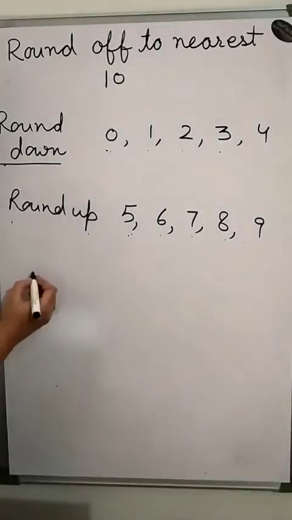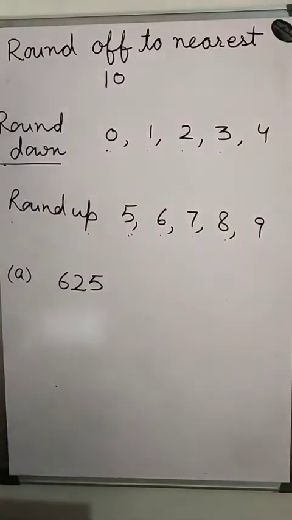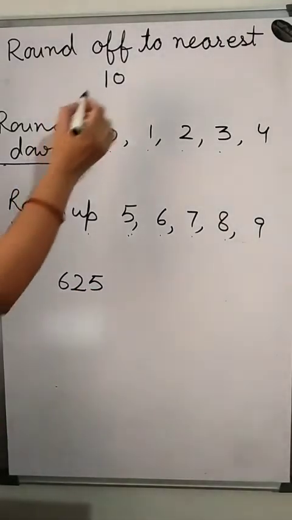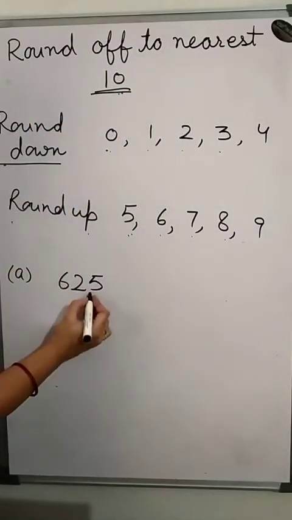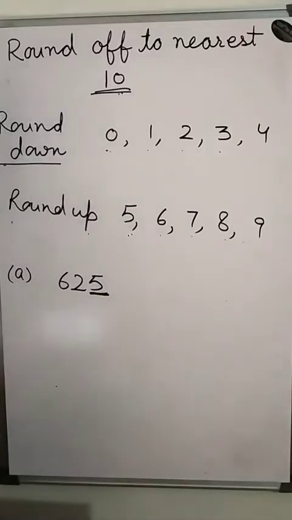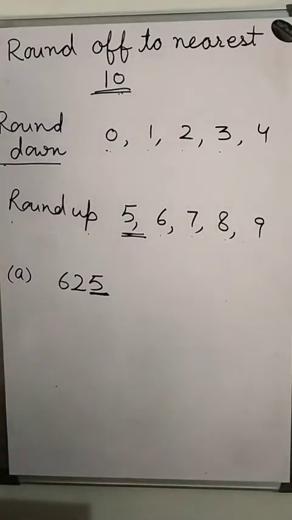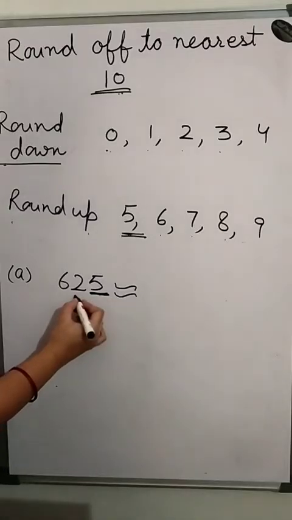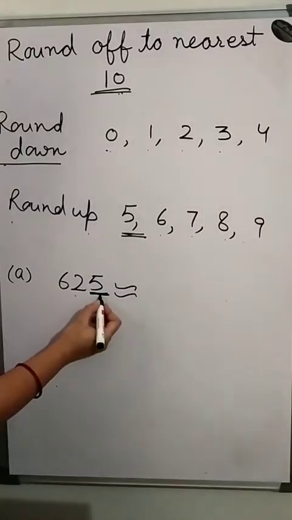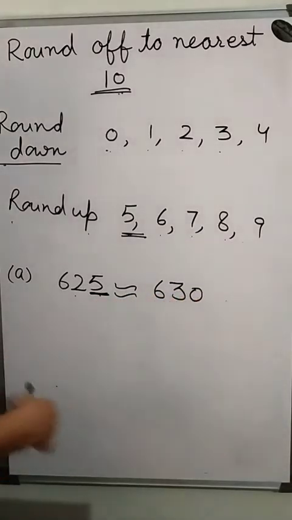Now let's take one question, part A is 625. We are converting to the nearest tens, so we check its unit digit. The unit digit is 5. Which group is 5 from? 5 is from this group, which means we have to round up the number. So the nearest tens number of 625 is 630. We round up the number.